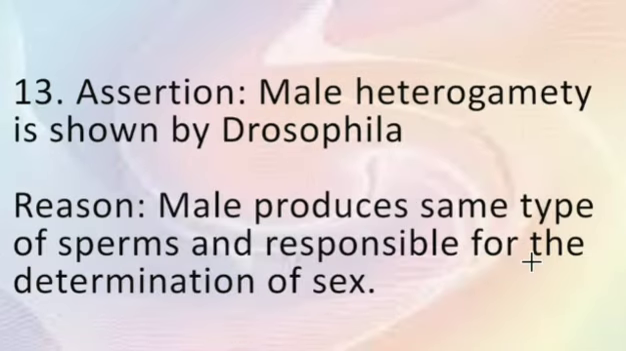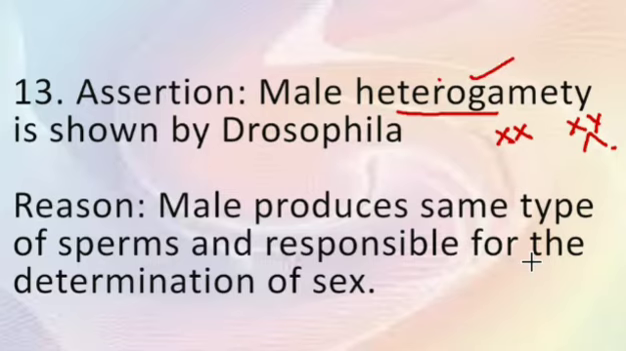Male heterogamety is shown by Drosophila. We know that heterogamety, hetero means different, gamety means gametes. So if two different types of gametes are produced, then it is called heterogamety. Here Drosophila is like human beings. Females have XX sex chromosomes, males have X and Y. So males produce two types of gametes, so they show heterogamety. So the assertion is a correct statement.